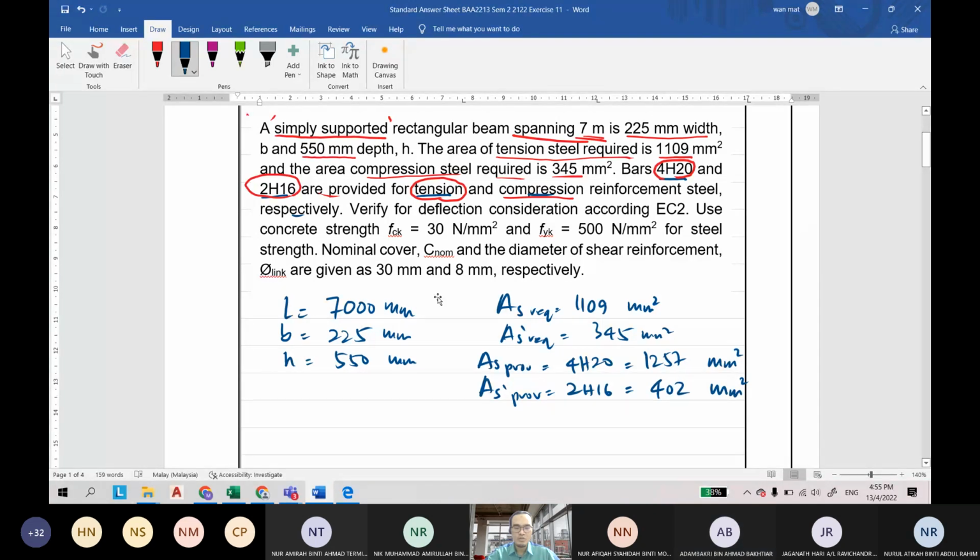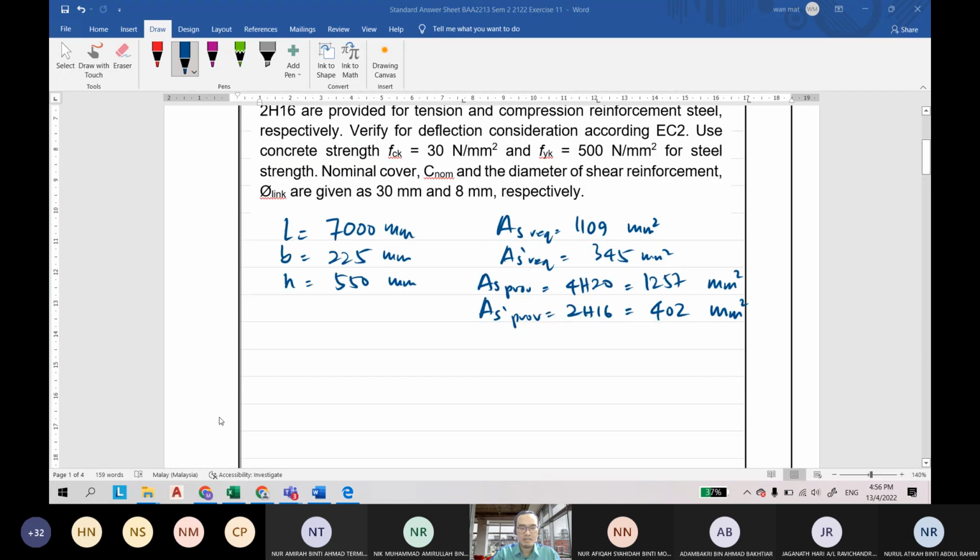Actually, we check the deflection after the full design, as a last step. Before the design is passed or failed, we check for the deflection. First we design for the flexural reinforcement, or for the bending, then we design for the shear reinforcement, and then we check for the deflection. So that's why we already have As required and As provided for both compression and tension.